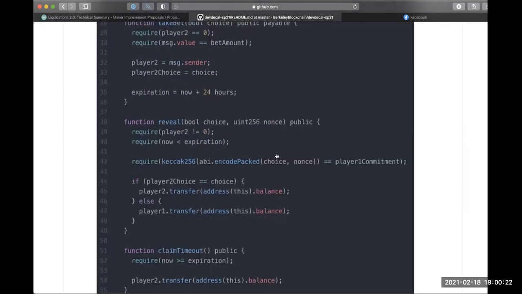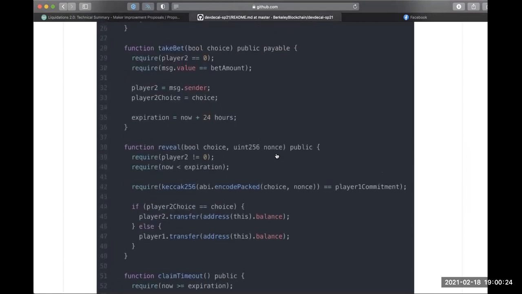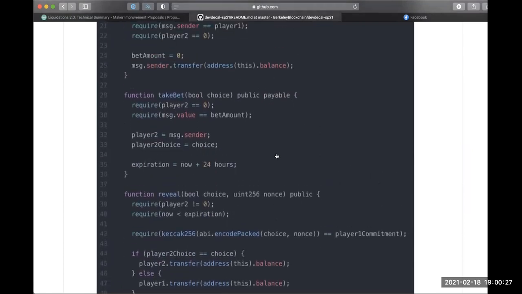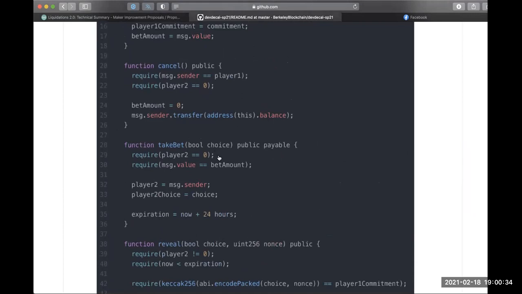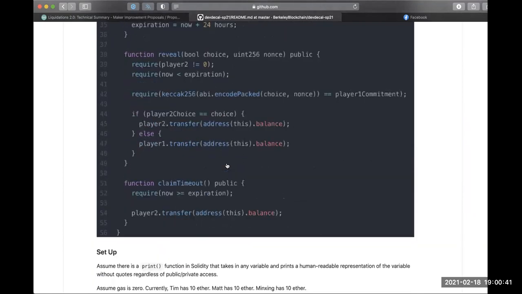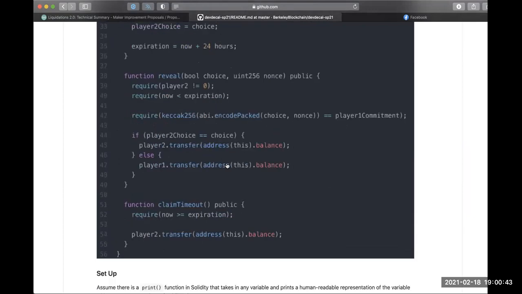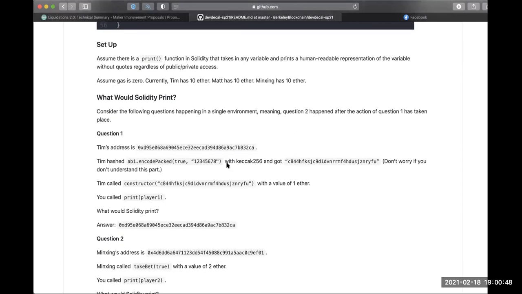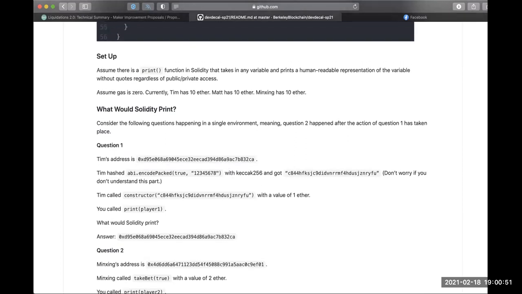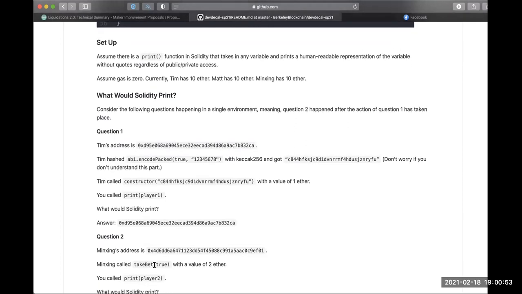The payable function keyword means this function could take payments. If a function doesn't have payable, then it can't take payments. So in take bet, you could take payments, although this function does not do that, I don't believe. Let's look at question 2. Mingxin's address is this, and he calls take.